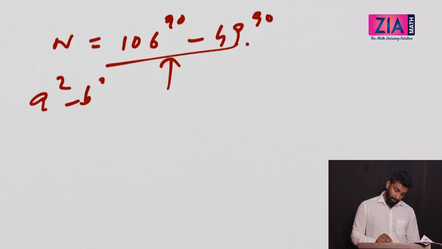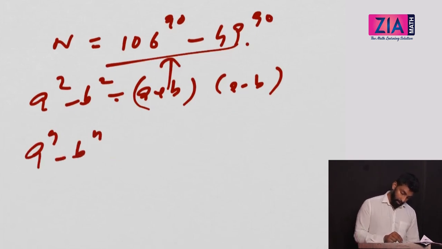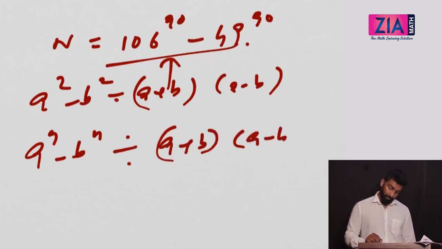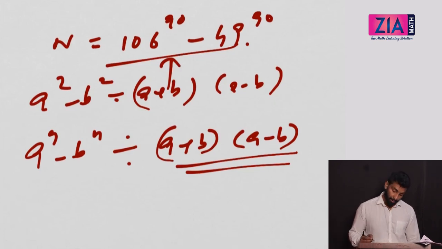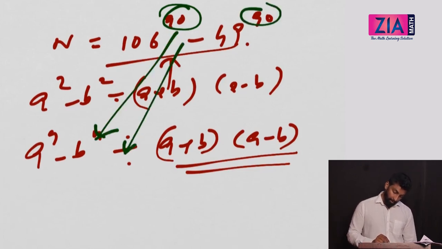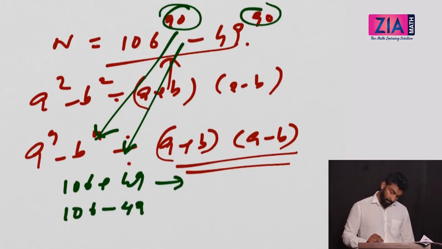A square minus B square is equal to A plus B into A minus B. Or if you want to generalize, A raised to n minus B raised to n will be divisible by A plus B and A minus B. So here, this number must be divisible by 106 plus 49 and 106 minus 49. That means this is 155 and this is 57.